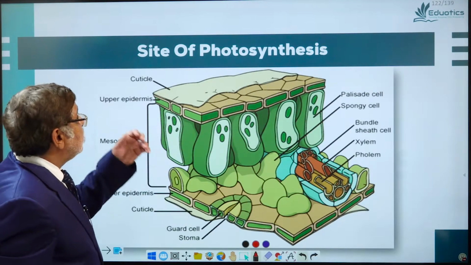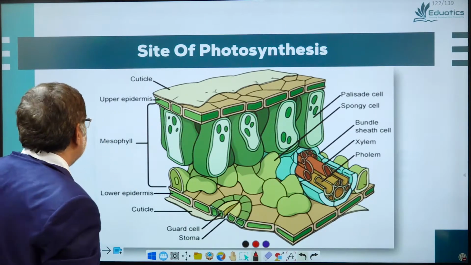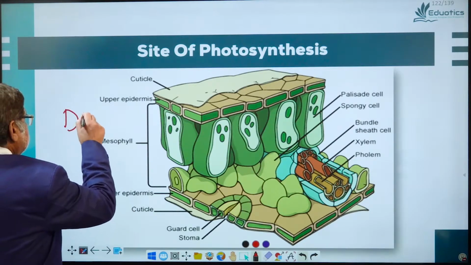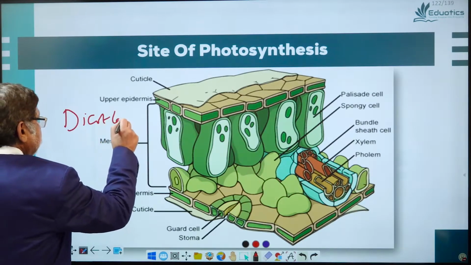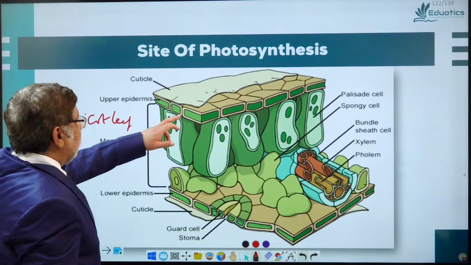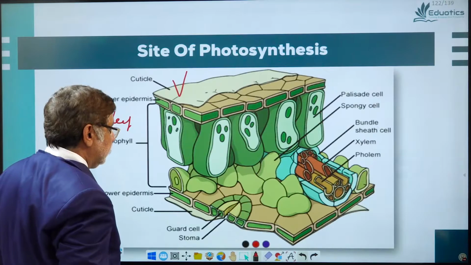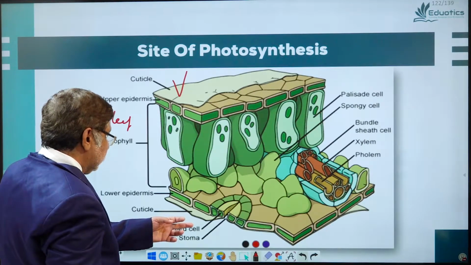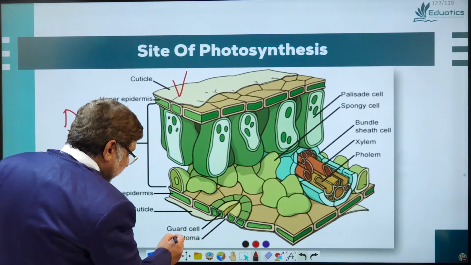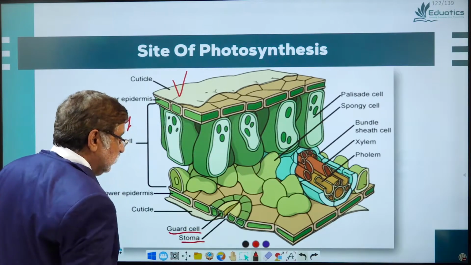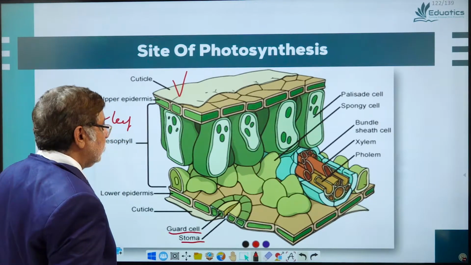This is a section of a dicot leaf. This is the upper epidermis, cuticle, which is the waxy layer which will reflect sunlight. Lower epidermis, where the stomata are present along with guard cells, through which gaseous exchange will occur.